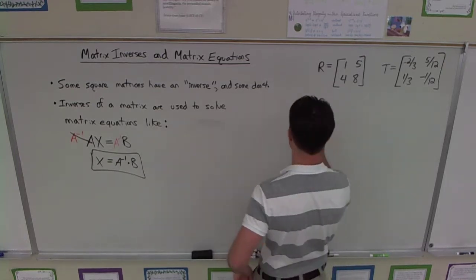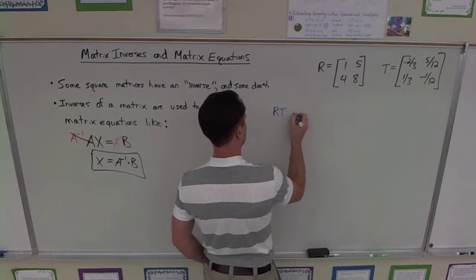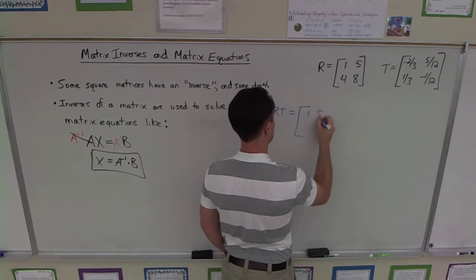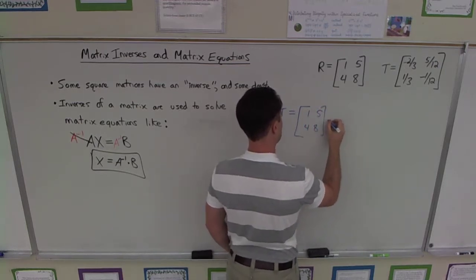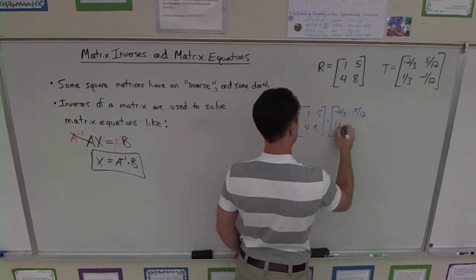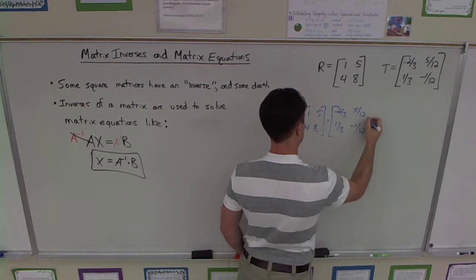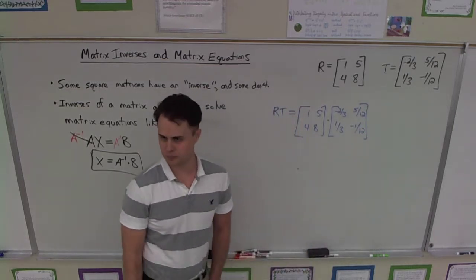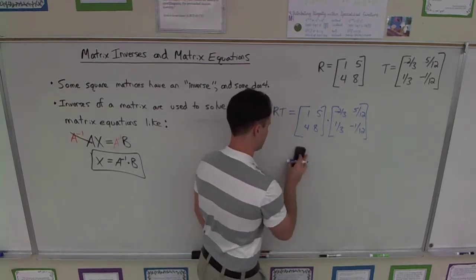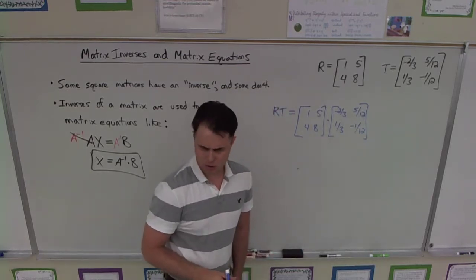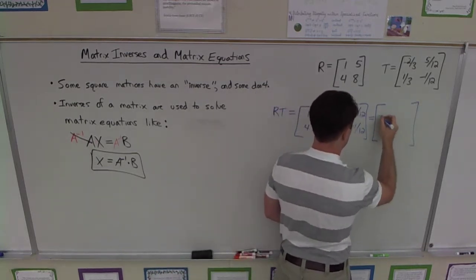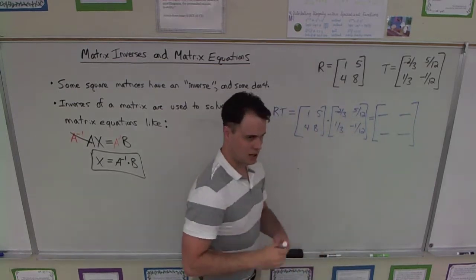Let's just multiply these guys. Let's find the matrix product RT, and just see what happens. We know how to multiply matrices. Let's do it. So I'm going to go R times T. Are we going to be able to multiply those? I guess I should ask myself that question first. Yes or no? Yes. Of course, because they're both 2 by 2s, so the answer is going to be a 2 by 2, right? We're going to have 4 blanks to fill in.